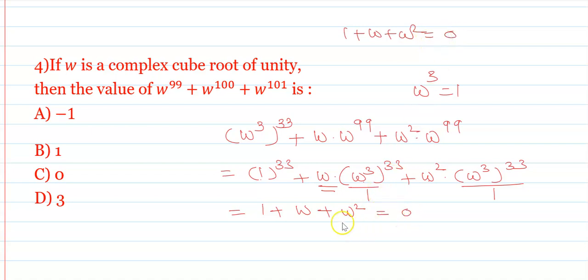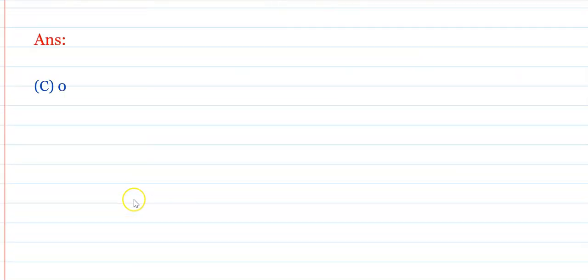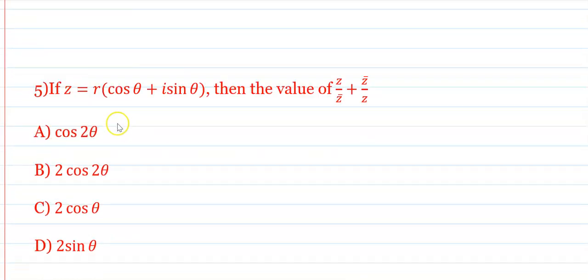And hence its value is 0. म्हणजेच याची व्हॅल्यू किती आली? तर ती 0 आली. And hence option C is the correct one. Okay. Now the next question.